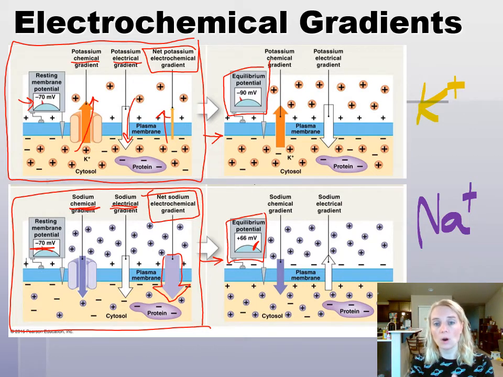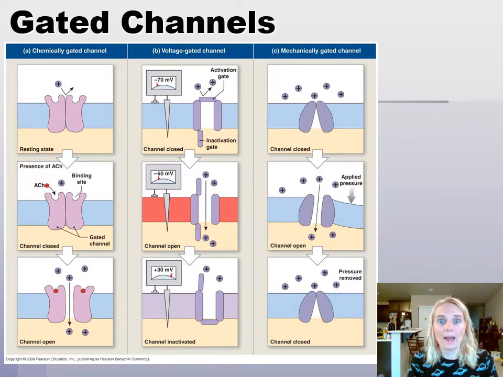Okay? So those drives, if you will, of potassium and sodium help us understand what's going to happen when we actually do start opening and closing ion channels during graded and action potentials. Okay, the last slide here is how do we open and close channels? Because we know that's the only way we're going to get these ions to move into and out of the cell. Because they're ions, they have to go through a channel.